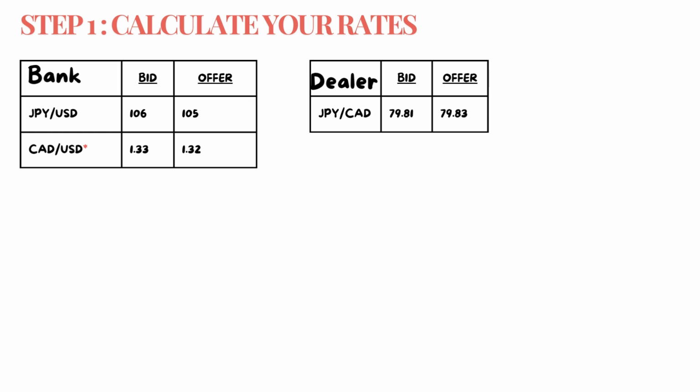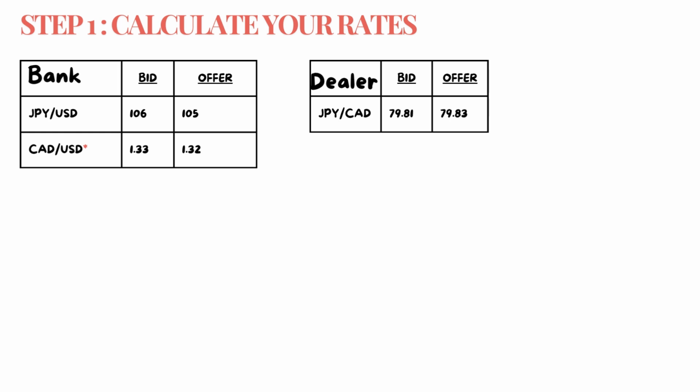All right, in order to better understand, let's do an exercise together. In front of us are the rates that are offered by a bank and the rate offered by a dealer. The purpose here is to see, does the bank price the Japanese yen to Canadian dollar at the same rate as the dealer does? If it does, that means that the market is synced and there is no opportunity. However, if the bank prices the Japanese yen to Canadian dollar any differently than the dealers, there could be an opportunity to exploit here.